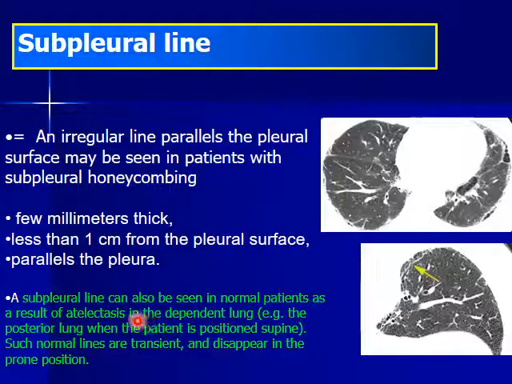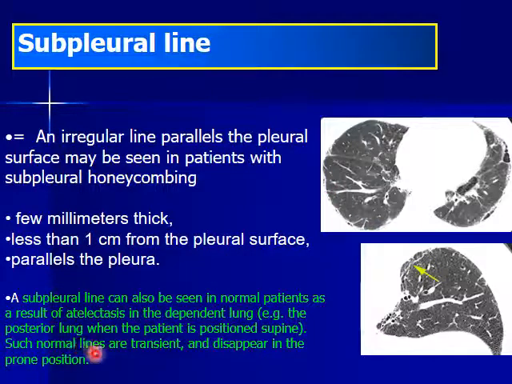The last one in the reticular group is the subpleural line. It is an irregular line that parallels the pleural surface and may be seen in patients with subpleural honeycombing. Few millimeter in thickness, less than 1 centimeter from the pleural surface, and parallels to the pleura. This is what we call subpleural line. It is also what we call subpleural line.